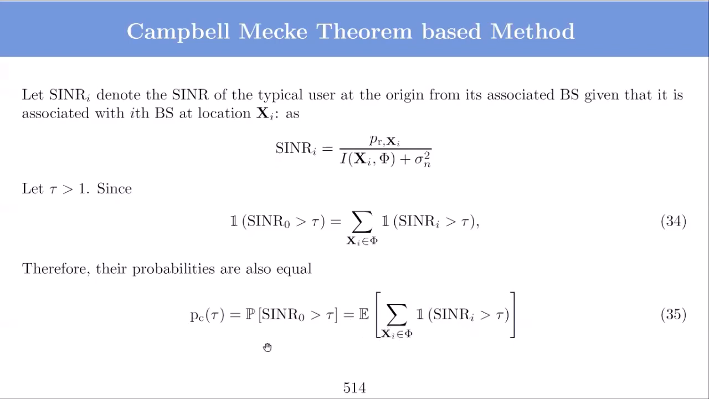This is not in that form. If you cannot convert this, you cannot apply Campbell-Mecke. But because tau is more than 1, you can show that this can be written as a summation of the indicator over all xi's. So once I get this, I should be able to apply Campbell theorem, because the SINR is a function of xi and phi minus xi. Xi because of the signal power, and phi minus xi because the interference is coming from all of phi except xi.